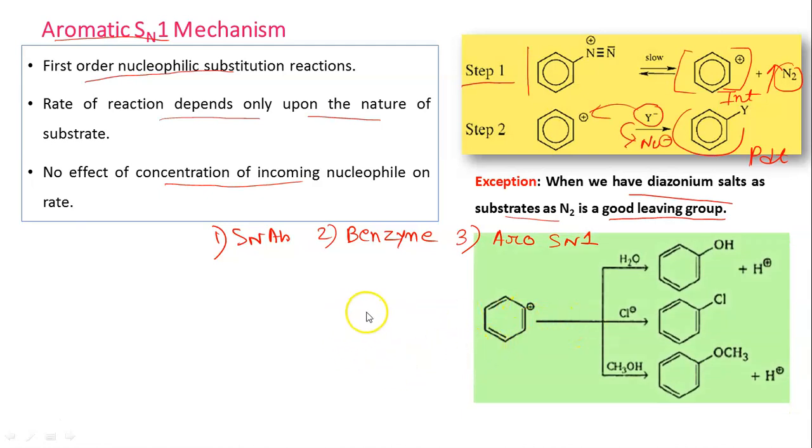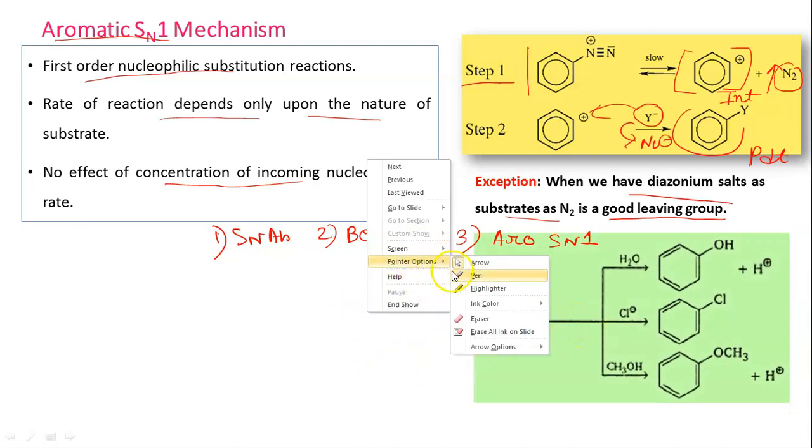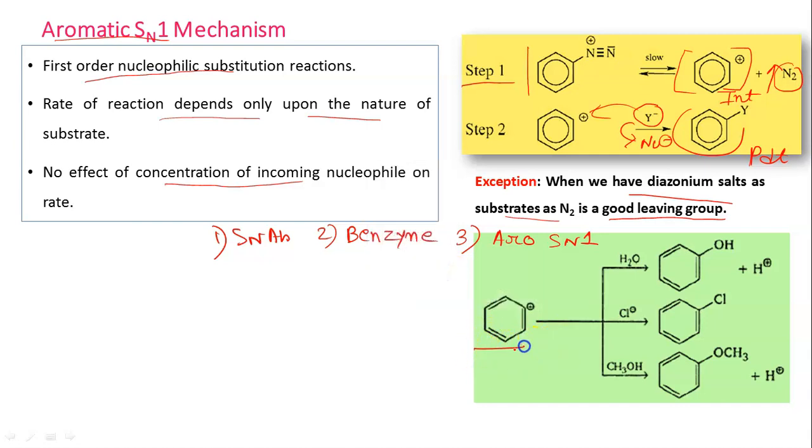So with this benzene diazonium aryl cation, that is the same intermediate, depending on what type of Y you are using, Y minus, this is the general expression. Here our Y is H2O, here our Y is Cl minus, here our Y is methanol. So we get methoxy substituted benzene, chloro substituted benzene, and OH substituted benzene. Different types of products we are getting.